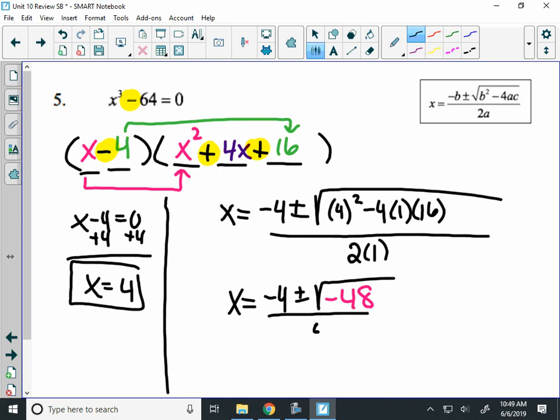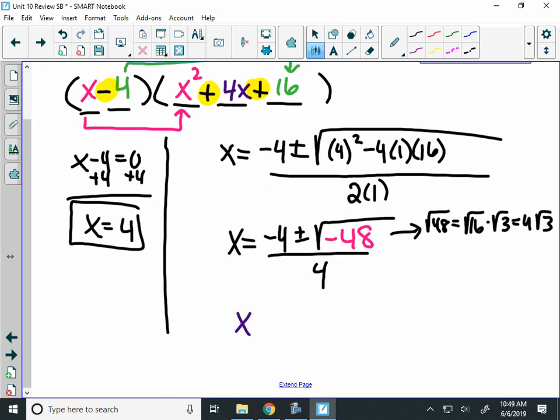Now we've done radical 48 before. Radical 48 is equal to radical 16 times radical 3, which is 4 radical 3. So when I simplify this, I get x equals negative 4 plus or minus 4i radical 3 from the negative in here, all over 4.